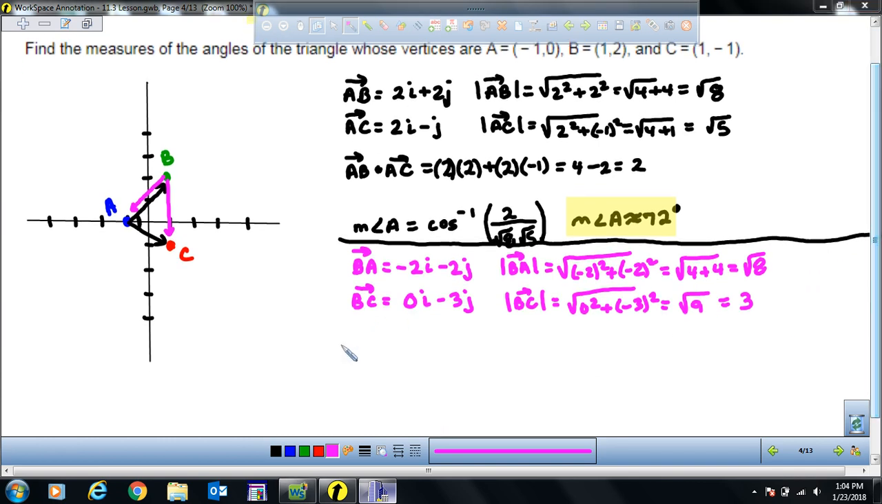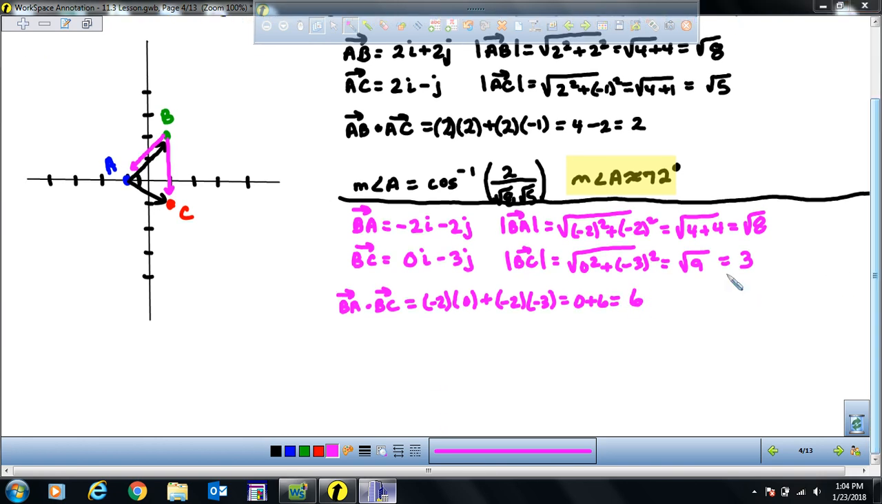Now, what do we need to do next? We need to find the dot product of BA with BC. So it would be negative 2 times 0, multiply the I components, and then plus multiply the J components, which is negative 2 times negative 3. That's going to be 0 plus 6, which is going to give me a 6.